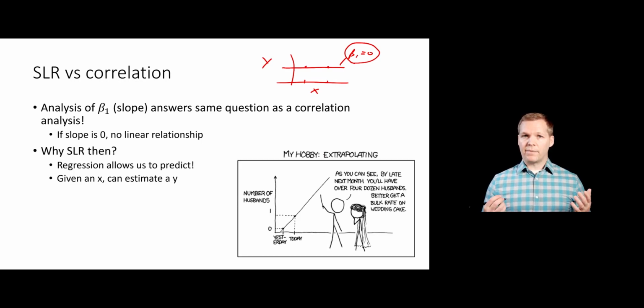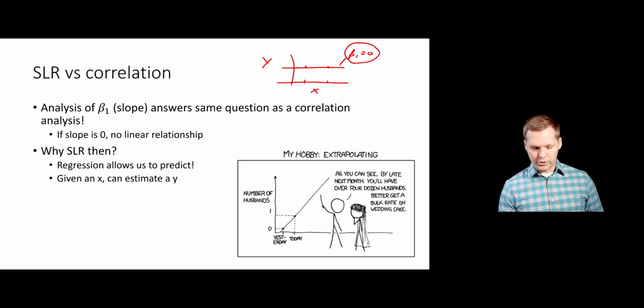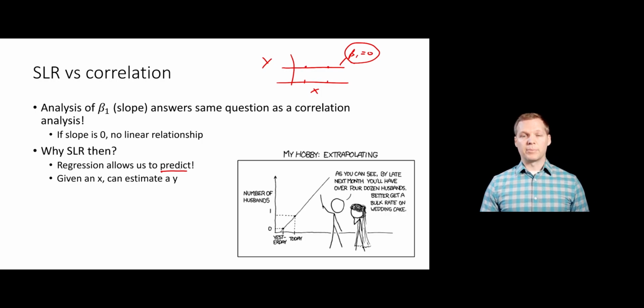So you might ask, if really all I'm doing here is understanding the linear relationship through either correlation or simple linear regression, why am I doing this more complicated version with simple linear regression? And the reason is that we are able to do prediction when we do simple linear regression, whereas we can't do that with correlation analysis. What this means is I can give my model a particular x, and I can estimate the value of y I should see, and I can also put error bounds on that estimate as well.